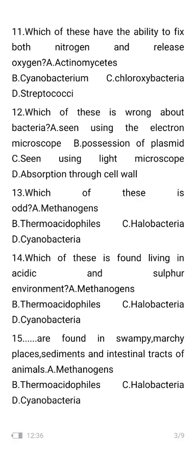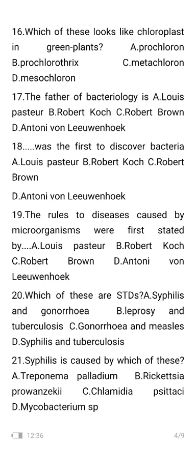Let's take number 16. Which of these looks like chloroplast in green plants? Could it be A, the pleuchloron, B, the pleuchloron, C, the metachloron, D, mesocloron? So long as Monera is concerned, mesocloron and metachloron do not exist. I just coined the both of them. So the answer is between A and B. The answer is actually the pleuchloron, which is A.